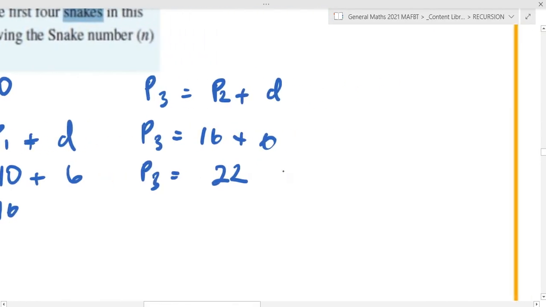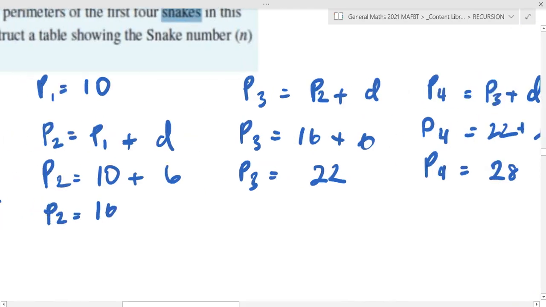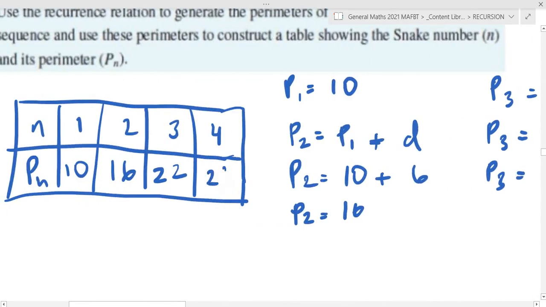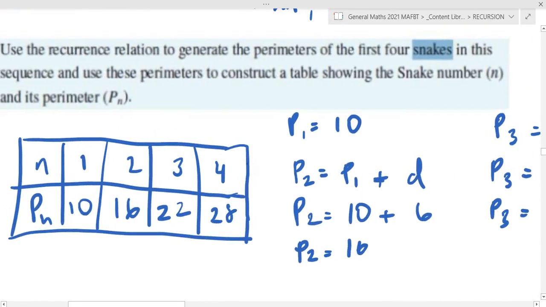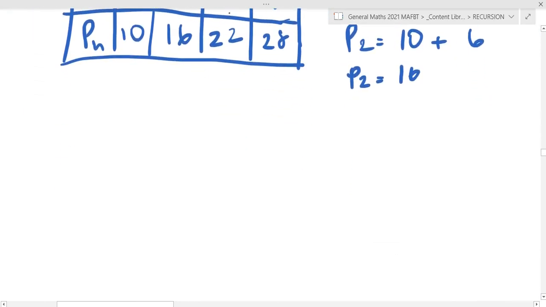And our fourth value, P4, is equal to P3 plus D. So P4 must be 22 plus 6. Therefore, P4 is equal to 28. So we put 28 there. Okay, there's my table of values. Nice and easy. And now we do our graph for it.